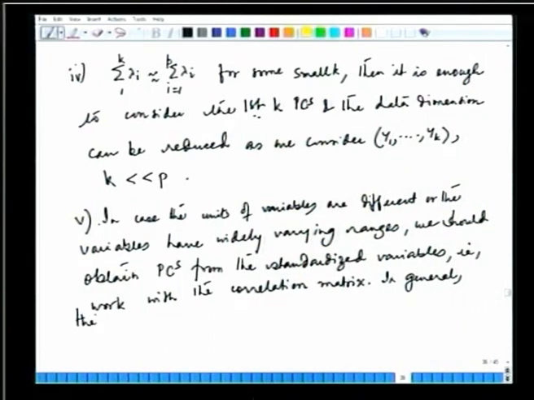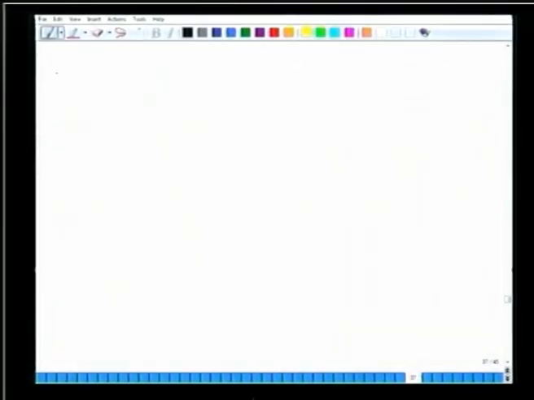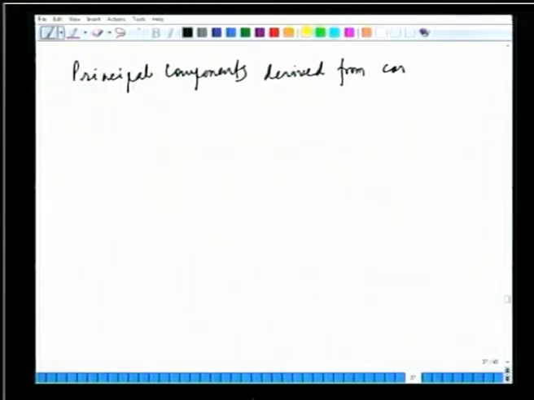The PCs derived from sigma and rho are different. Now we consider calculation of principal components from the correlation matrix. So I have principal components derived from the correlation matrix.